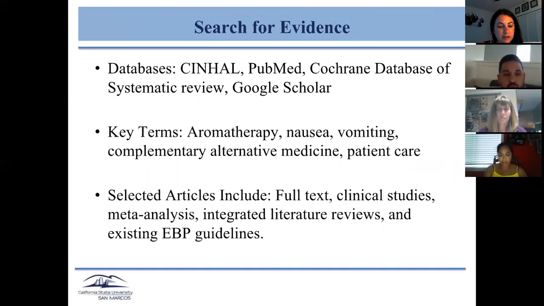The group worked together to execute multiple ways to search for evidence regarding aromatherapy use in nauseated patients. The databases that were searched were through the California State University San Marcos Library. CINAHL, PubMed, Cochrane Database of Systematic Reviews, and Google Scholar were used in search for evidence. The key terms that were used were aromatherapy, nausea, vomiting, complementary alternative medicine, and patient care. The selected articles included full text, clinical studies, meta-analysis, integrated literature reviews, and existing EBP guidelines.